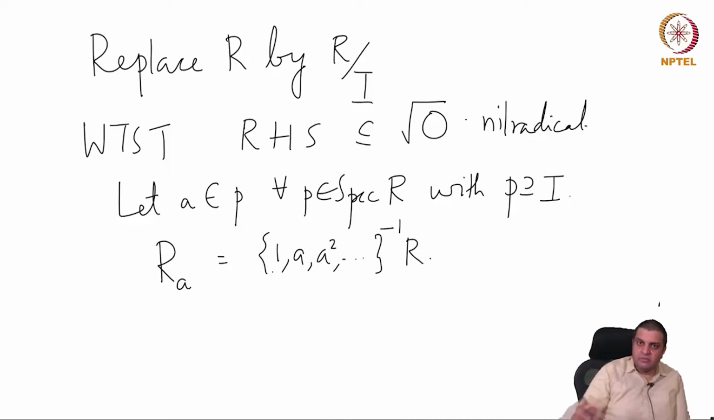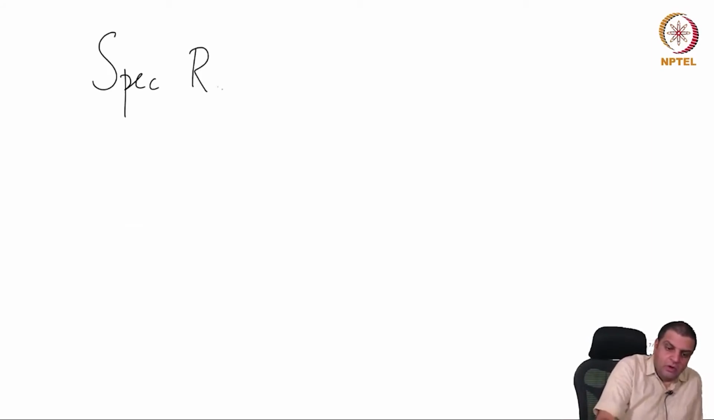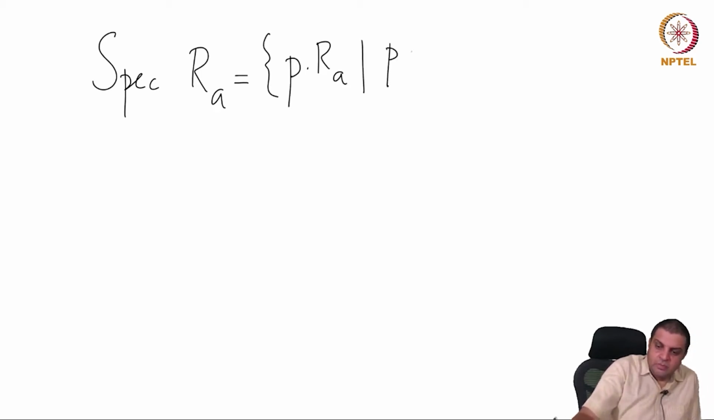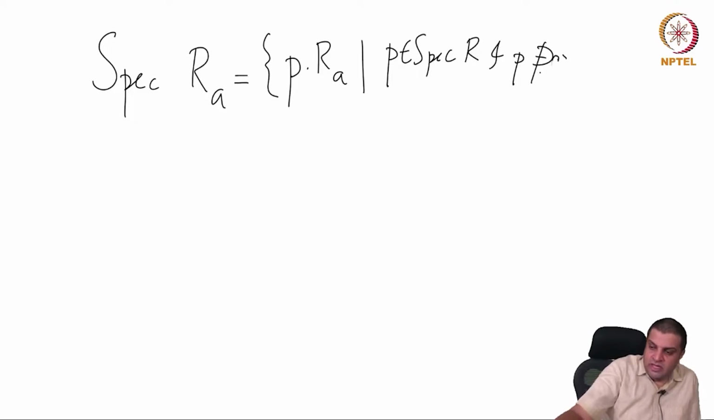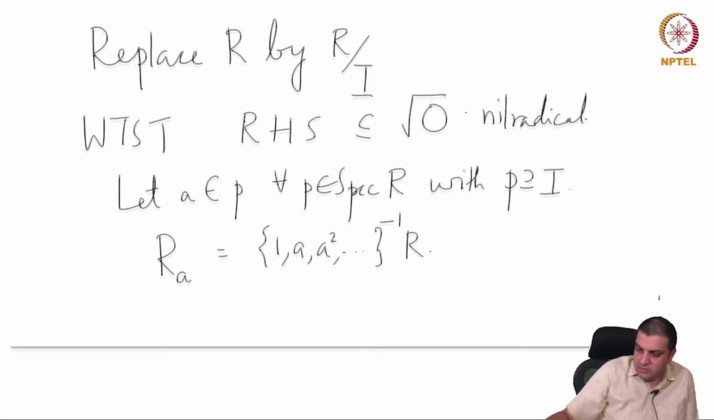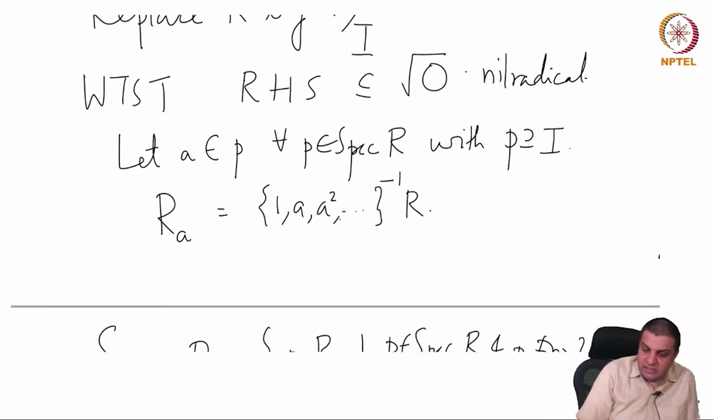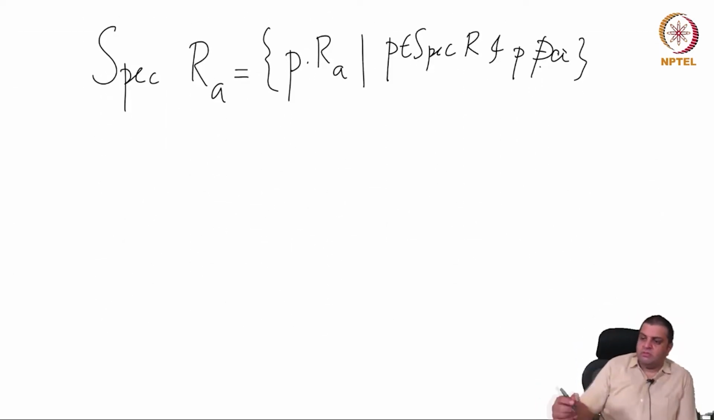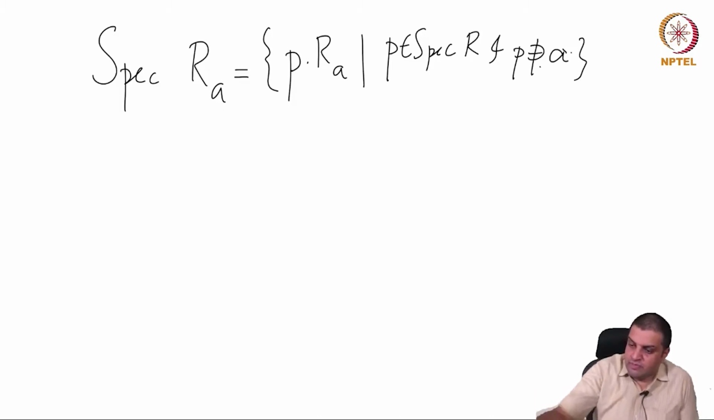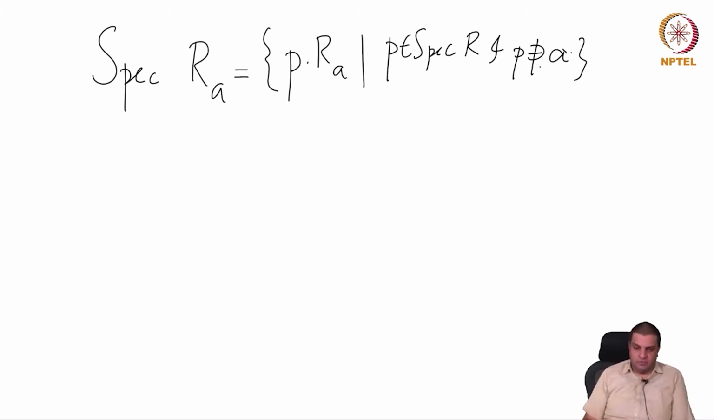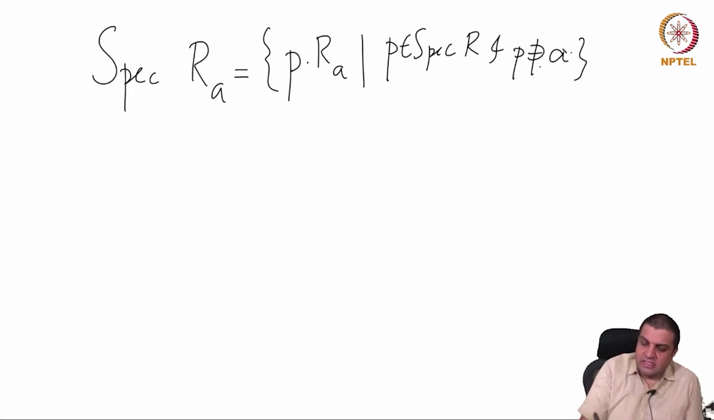Now we know what the primes of a localization are. Spec of R localized at A is P extended to R localized at A, where P is in spec R and P does not contain A. Okay, what it says is P does not intersect this set, but if P intersects this set, it would contain some power of A, and hence it will also contain A. So it shouldn't do that. Okay, so that's P does not contain A. So this is the condition for this. But what are the prime ideals that satisfy this condition? Because remember, A is in every prime.